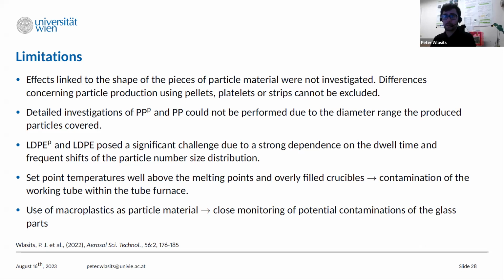Another severe limitation is that set point temperatures well above the melting points and crucibles that were fully filled yielded contamination of the working tube within the tube furnace. So what happens is, if the melting point is exceeded too much, the material basically melts down and starts cooking, and there are droplets everywhere, and then the whole glass is stained and needs to be heated to very high temperatures such that we can get it clean again.